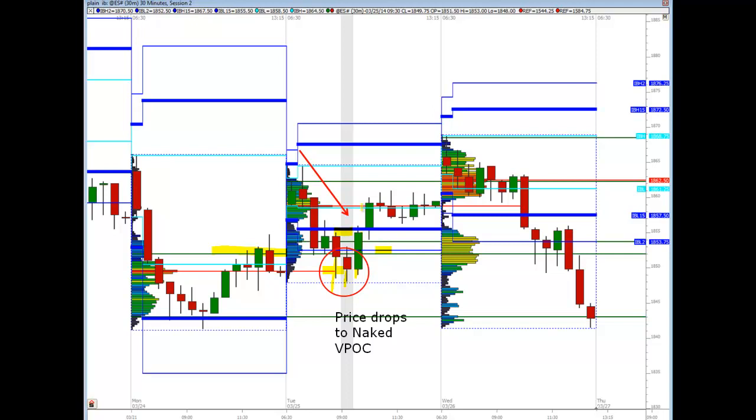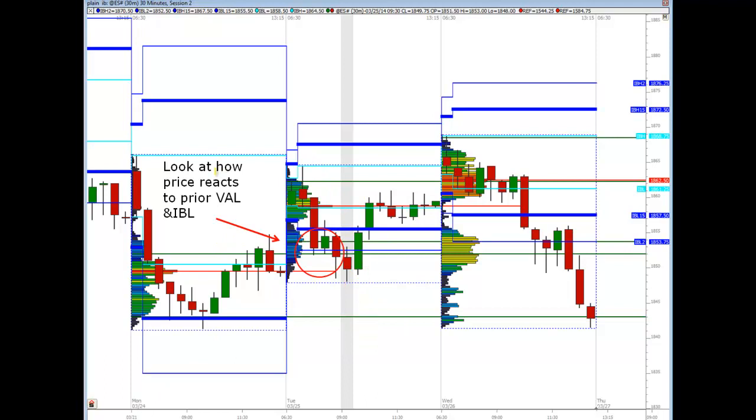Our next target would be the initial balance low, and notice how it coincides with the point of control for the day. So as far as trading on this particular day, we were not really able to move much further beyond the initial balance low for the day. We continued to hover around it. If you look at how price reacts to prior value area lows and initial balance lows, this will help you in determining whether the trade you are about to take is a good one or not.